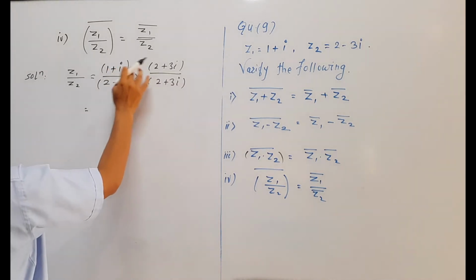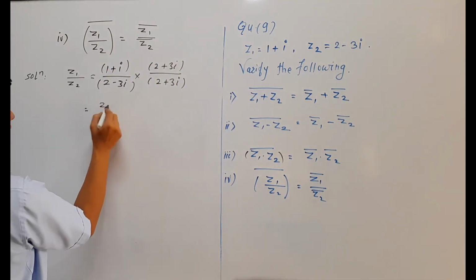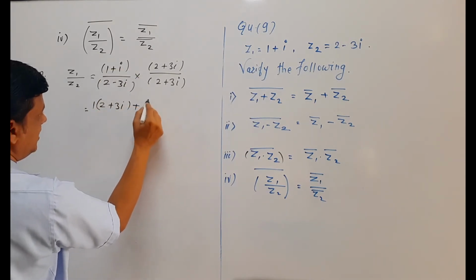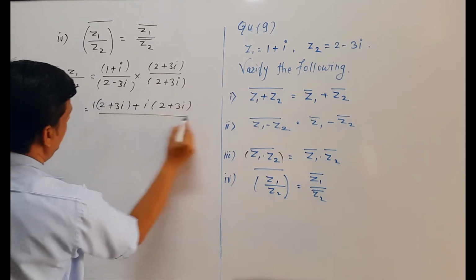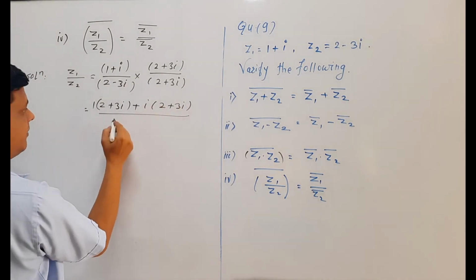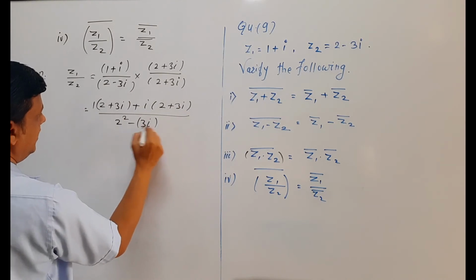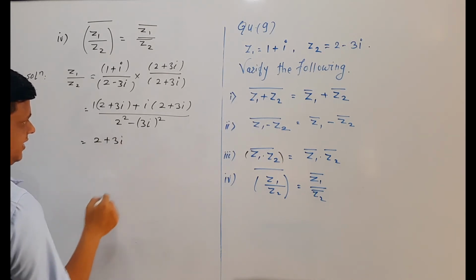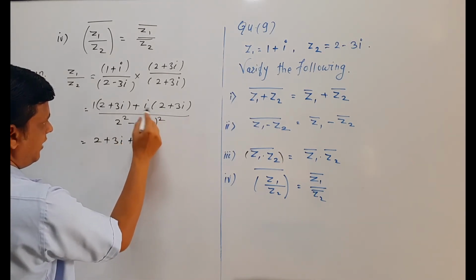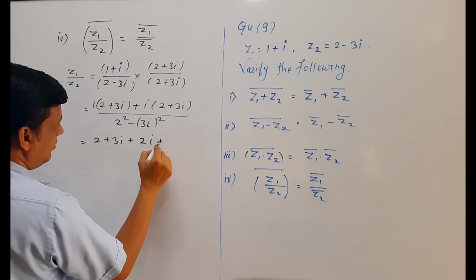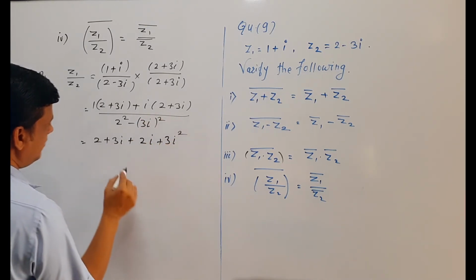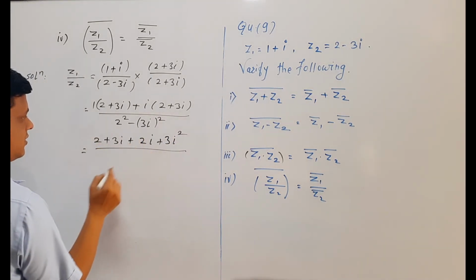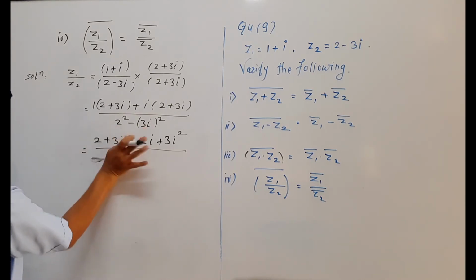Now multiply 1 plus i with 2 plus 3i. So when we multiply by 1, we get 2 plus 3i as it is, plus i into 2 plus 3i, upon, here we will use the formula a minus b, a plus b, so we write 2 square minus bracket 3i square. When we multiply by i, we get 2i plus 3 into i square. Then 3i plus 2i, we get 5i. So we write the denominator first.